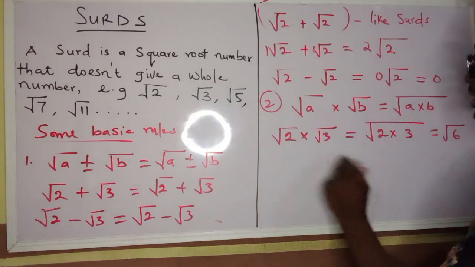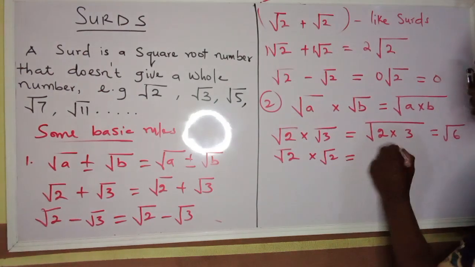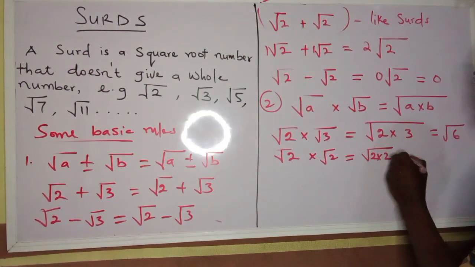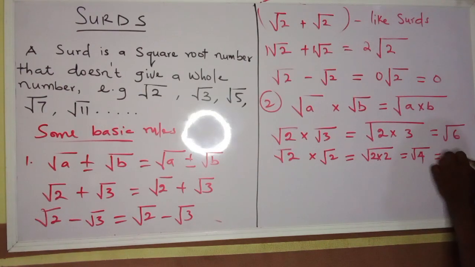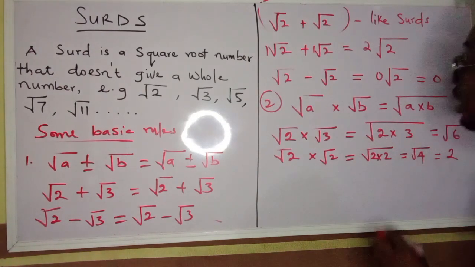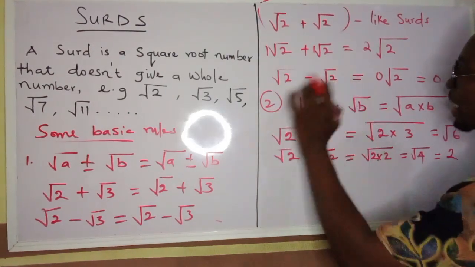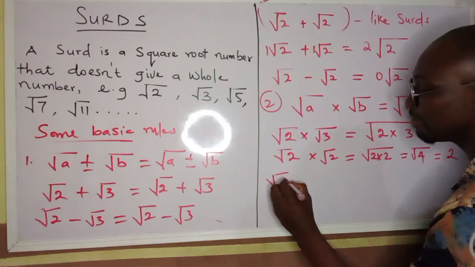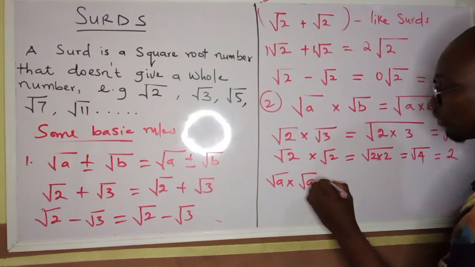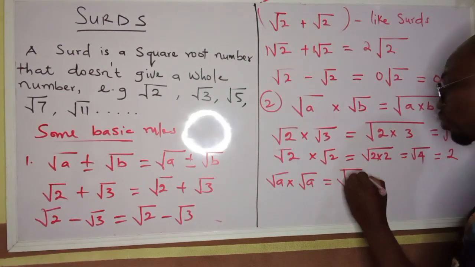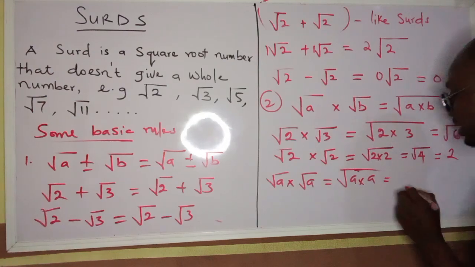Then you can also have the square root of 2 times the square root of 2. This becomes the square root of 2 times 2, which is the square root of 4. And what is the square root of 4? The square root of 4 is 2. Which means that we can modify this particular rule: if we have the same number under the square root sign, that is, the square root of A multiplied by the square root of A, it is the same thing as the square root of A squared, that is A times A, which is the same thing as A.